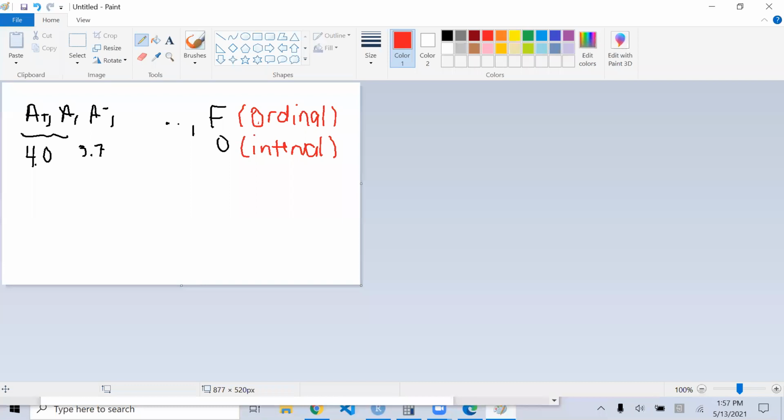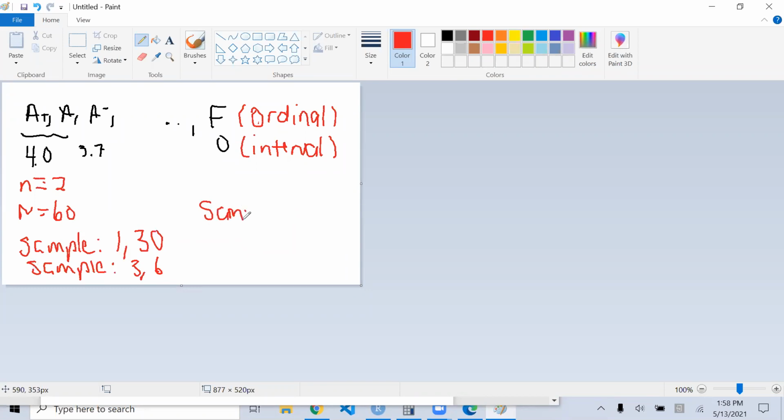It means that if I want to take a sample of size 2 out of, let's say, 60 people, and sample 1 is person 1 and person 30, then sample 2, consisting of persons 3 and 6, should be equally likely as sample 1 and 30. I could take another sample, say persons 4 and 20, but no one sample should be more likely than another to be selected. So I shouldn't be able to select persons 3 and 6 more often than persons 1 and 30, 4 and 20, et cetera.